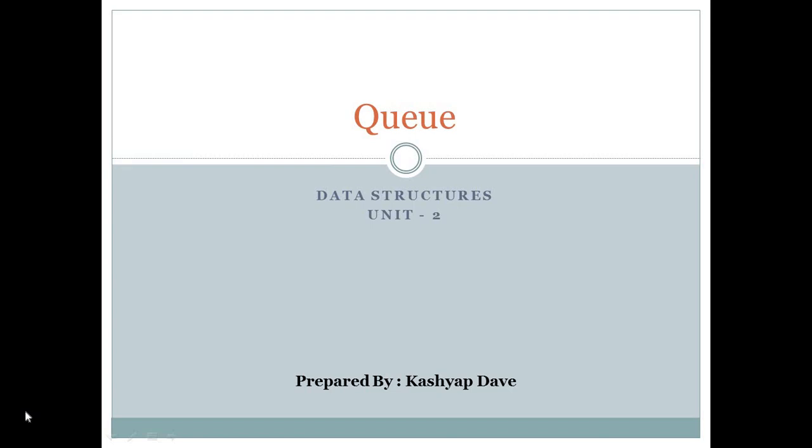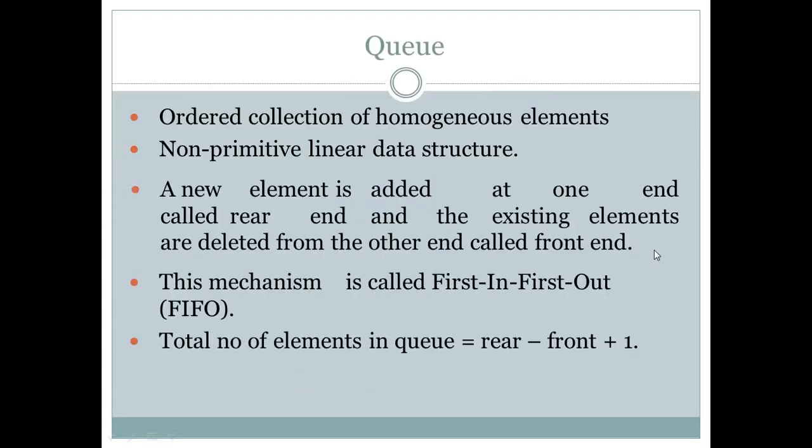In this video lecture we are going to learn about queue. Previously we have studied about stack and now we are going to learn about queue. So queue is an ordered collection of homogeneous elements. It is a non-primitive linear data structure.